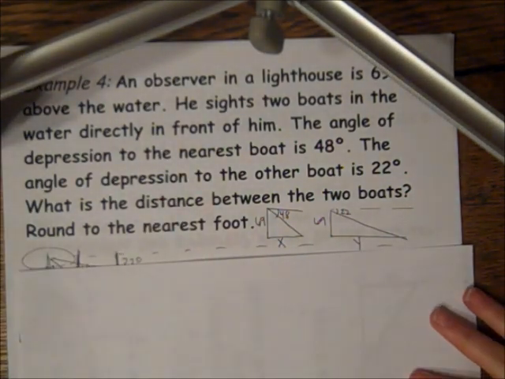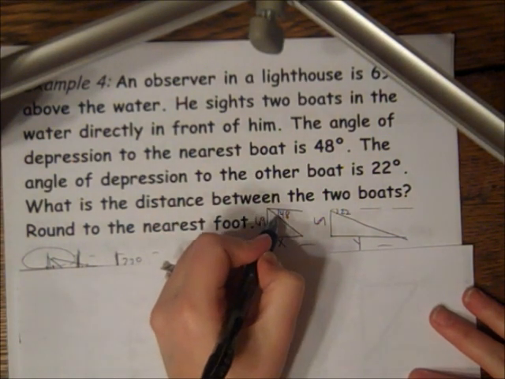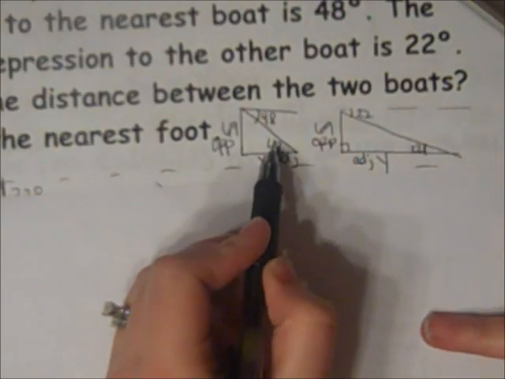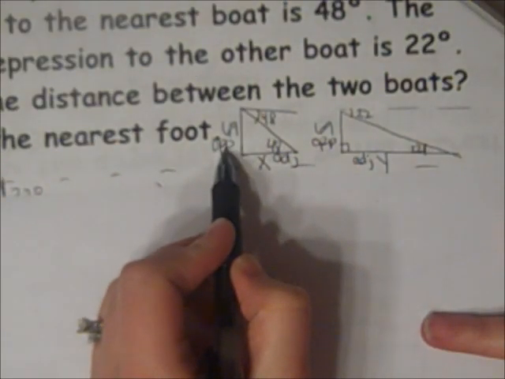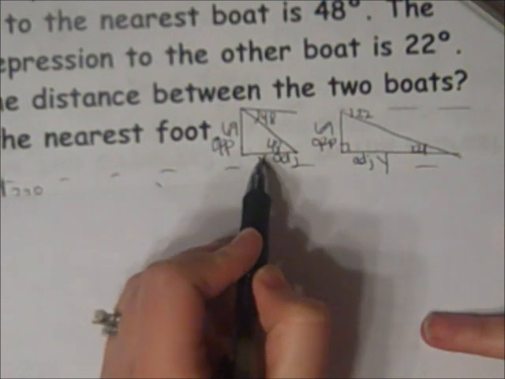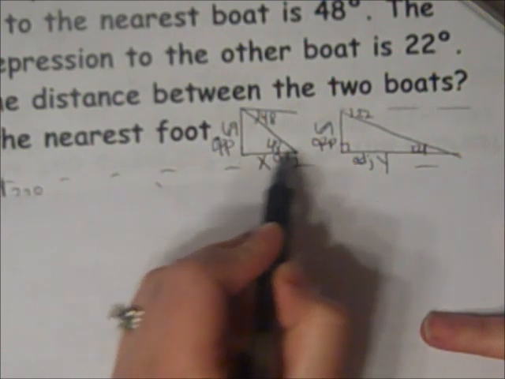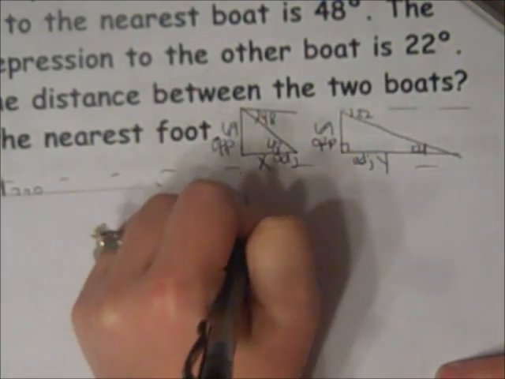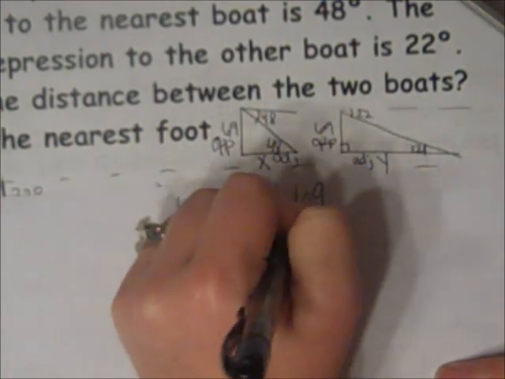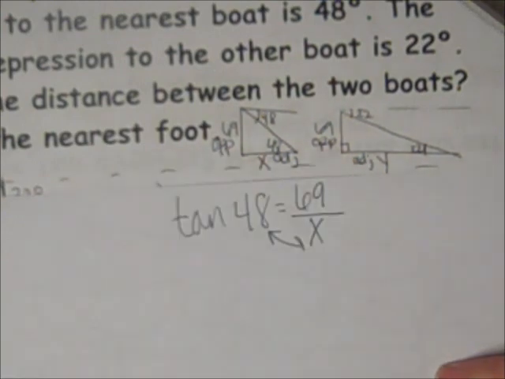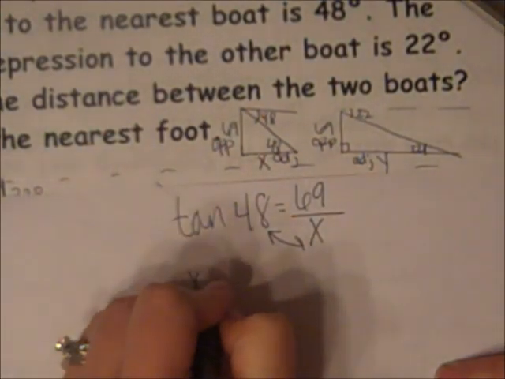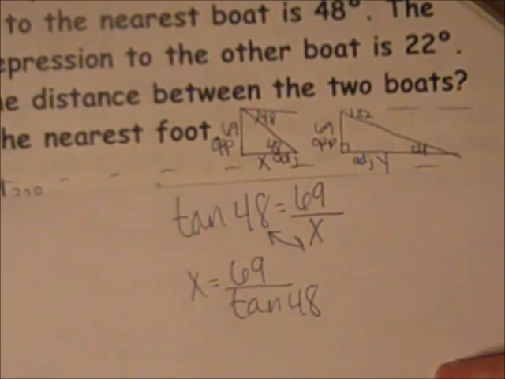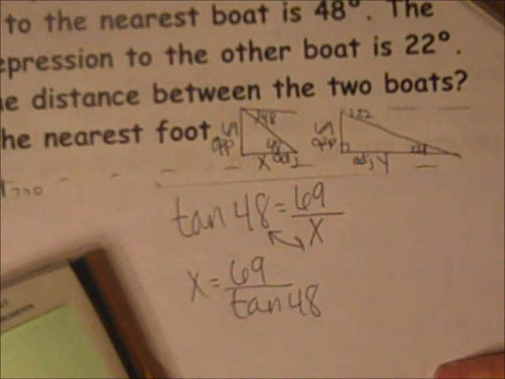Alright, so let's look at this one right here. So if this is 48, I'm going to zoom in on these pictures. If this is 48, then this is 48. The lighthouse height is opposite, and we are looking for the length in the water, so that would be adjacent. So I'm going to say the tangent of 48 equals 69 over x. So this would be a switch and divide problem. X equals 69 over the tangent of 48. So let's type that in.